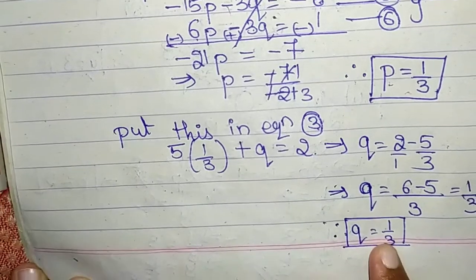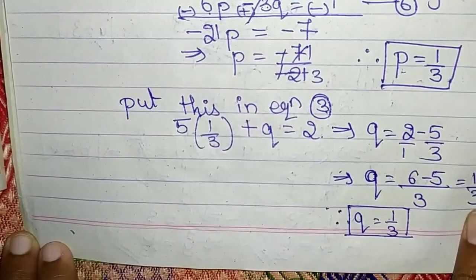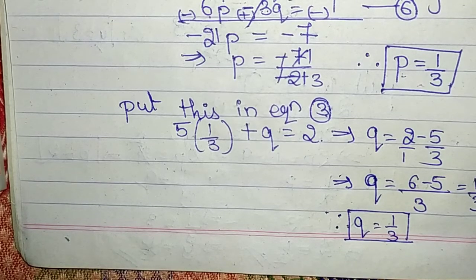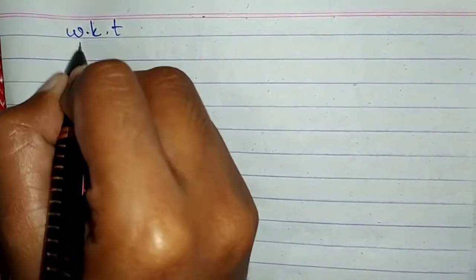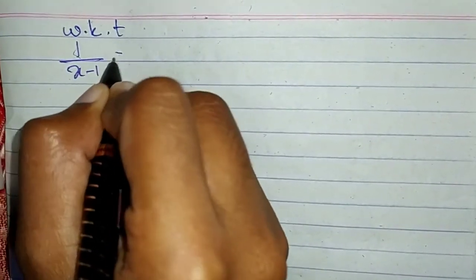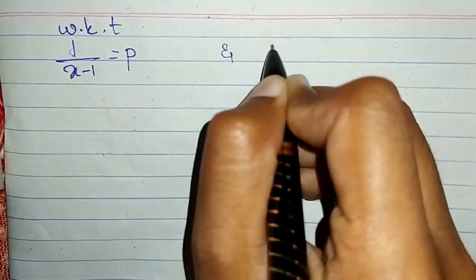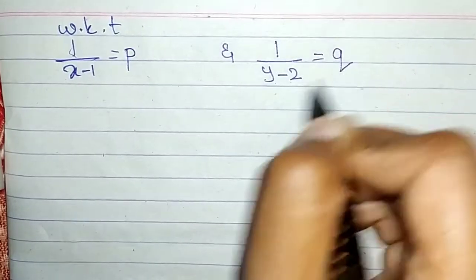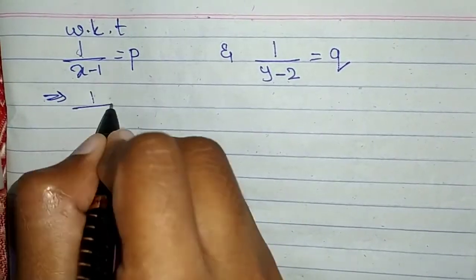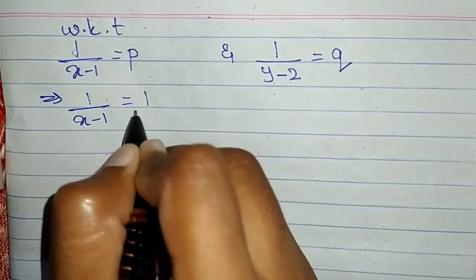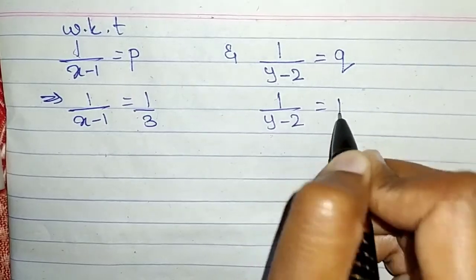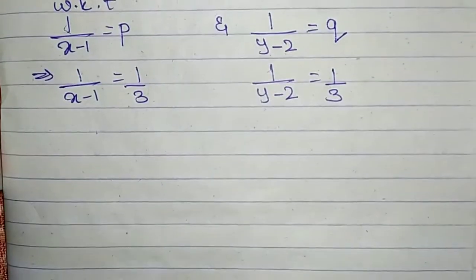But the values of x and y depend on these values of p and q. So now let us find the values of x and y. We know that 1 by x minus 1 is equal to p and 1 by y minus 2 is equal to q. So this implies 1 by x minus 1 is equal to 1 by 3 and 1 by y minus 2 is equal to 1 by 3 because the values of p and q are 1 by 3.